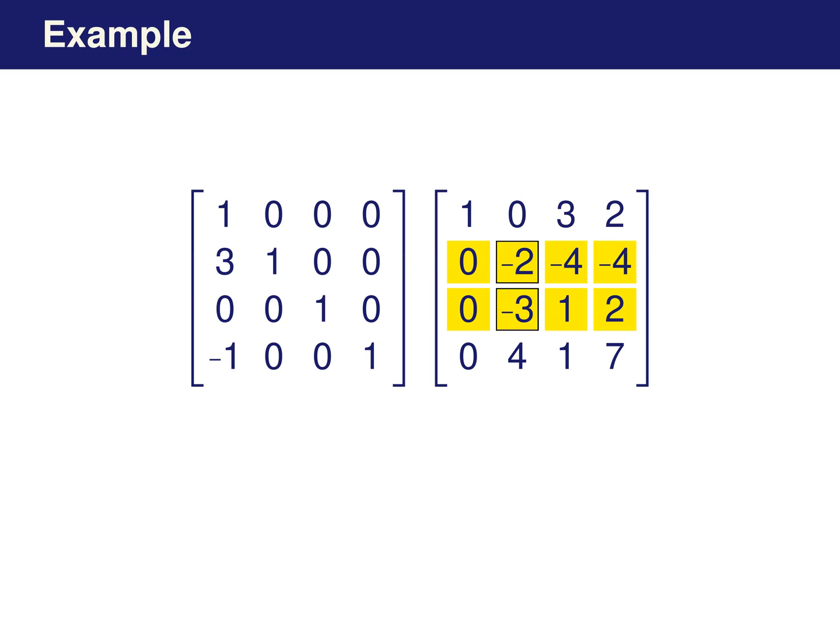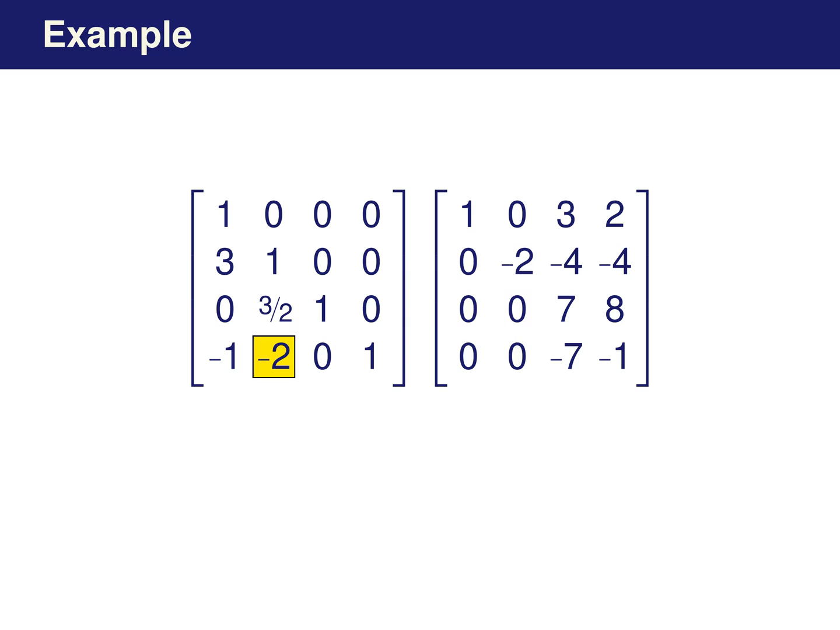Now, we subtract 3 halves times the second row from the third row. We put a 3 halves in the left matrix. We zero out the last element in the second column by adding 2 times the second row to the last row. We put a -2 in the left matrix. Finally, we add the third row to the fourth row, and we put a -1 in the left matrix. We now have the LU decomposition.